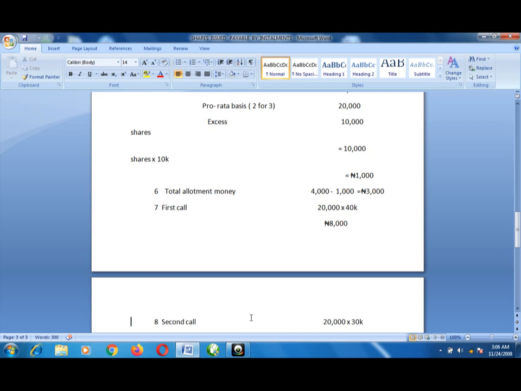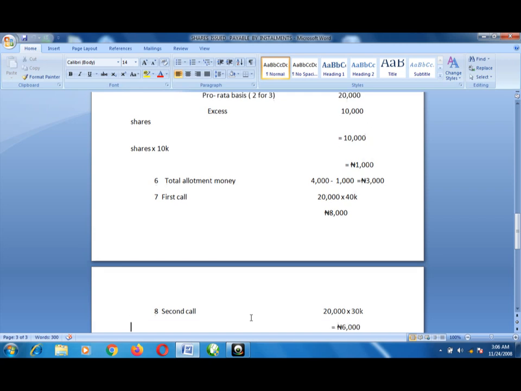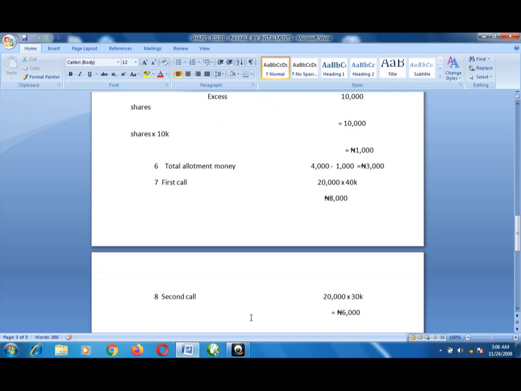And you have the first call. The first call is based on ordinary shares, not 31,000, but the 20,000 ordinary shares issued. 20,000 multiplied by 40 kobo will give us 8,000 naira. After that, when the company needs money, they will go for a second call. For the second call, you have 20,000 multiplied by 30 kobo, and you are given the price for the second call. The second call is 30 kobo. 30 kobo multiplied by 20,000 will give us 6,000 naira.